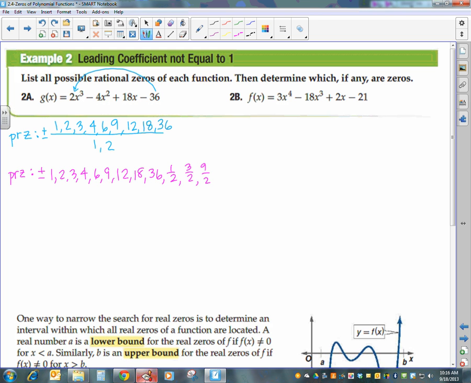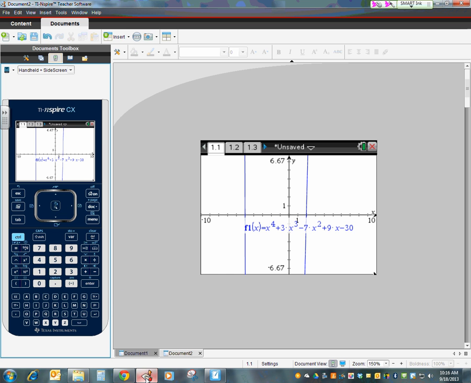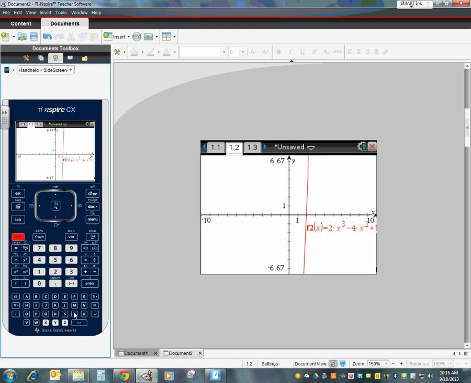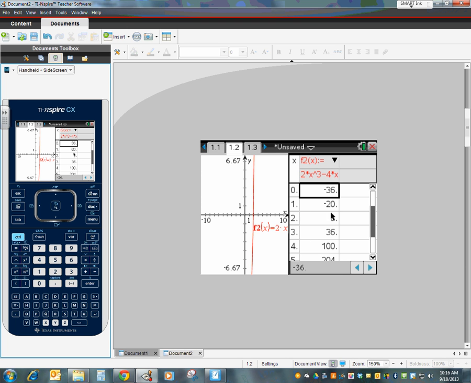So I'm going to go back now to my graph. I have 2x cubed. Remember, I went ahead and put these graphs in there on your calculator. So I'm going to press Control to go to the next graph. And that takes me to our 2x cubed minus 4x squared plus 18x minus 36. This is my graph. Look at my zeros. That looks like a zero of 2. If I have a zero of 2, I'm going to click Control T to look at my table. 2 is in fact a zero.